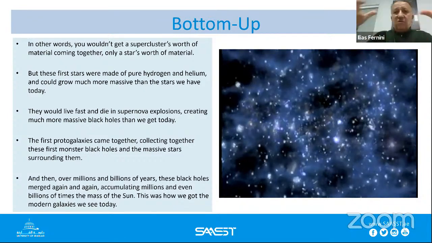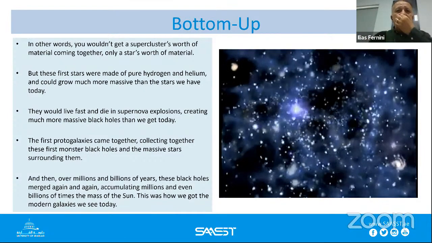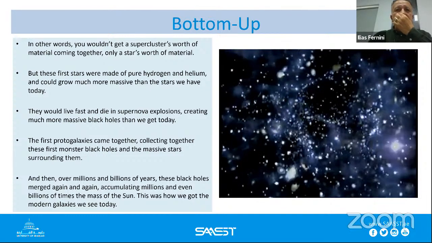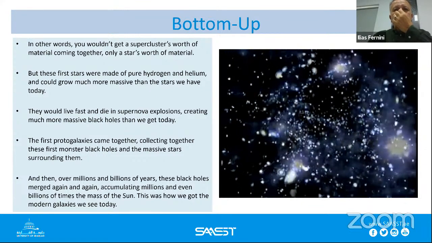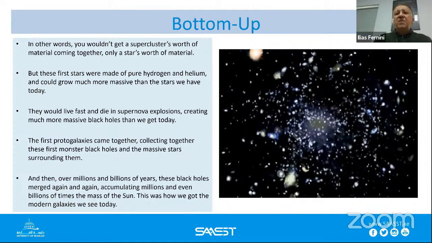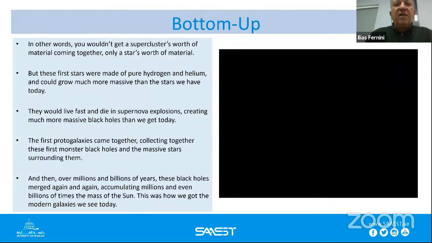And these massive black holes were able to get together and collect into super, super massive black holes. So over millions of years, these black holes were able to accumulate mass, reaching millions to billions of times the mass of the sun. And this is what we have today inside galaxies. So the bottom up does follow our observation.